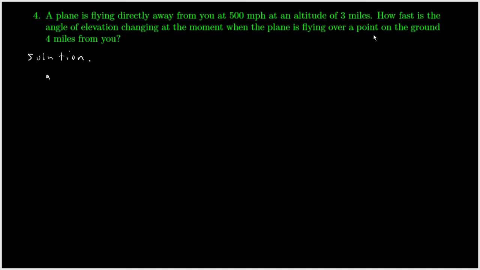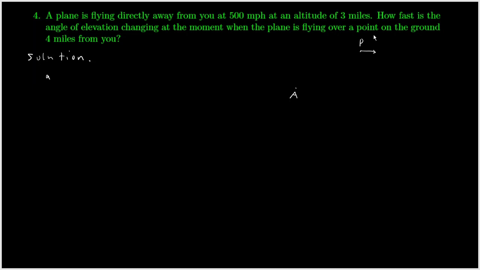Now let's say I'm using point A to denote the location where you stay, observing the plane. I'm going to use point P to denote the location of the plane. Now let's say P is here. And the plane is flying away from you, in that direction. We also know the height of the plane, right? The height of the plane is 3 miles.